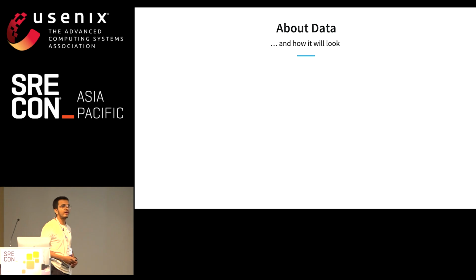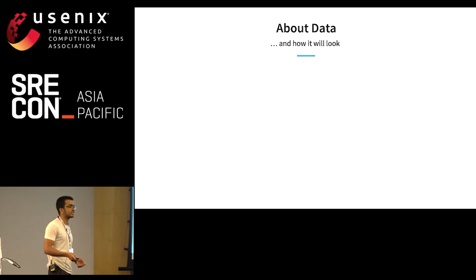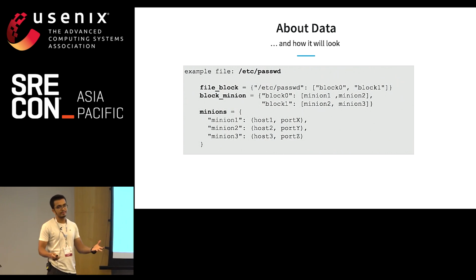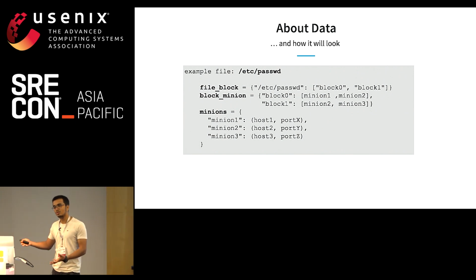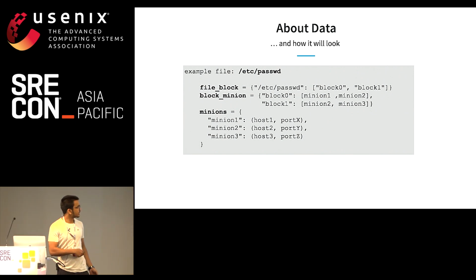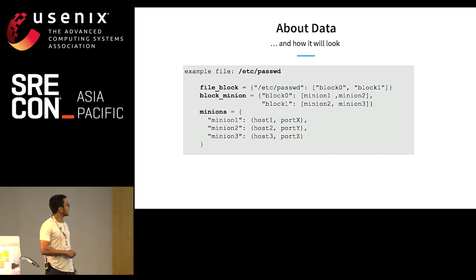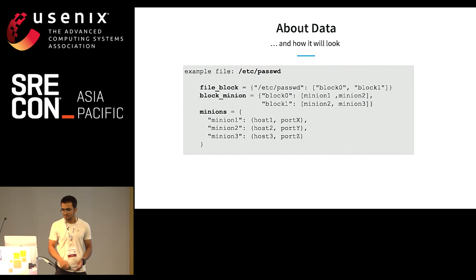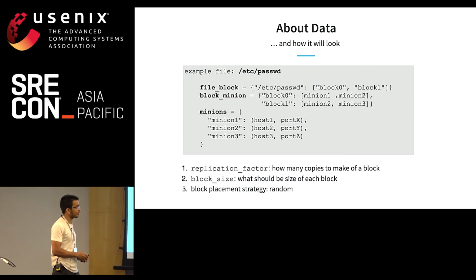Now, how will the file that we've been talking about, /etc/passwd, look in this case? This is the file. We'll have a dictionary of file to block mapping, that is, a file is divided into which blocks; in this case, block 0, block 1. We'll have an additional dictionary that will track the block's allocation, that is, where each block is located. That will be a block to list mapping. And in the end, we'll have a list of minions, that is, all our data hosts.